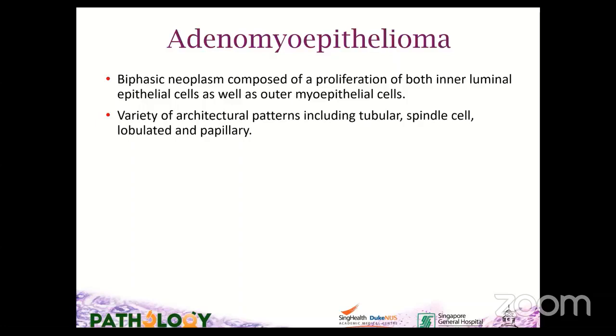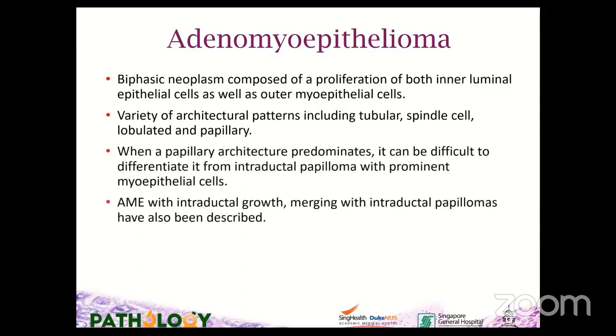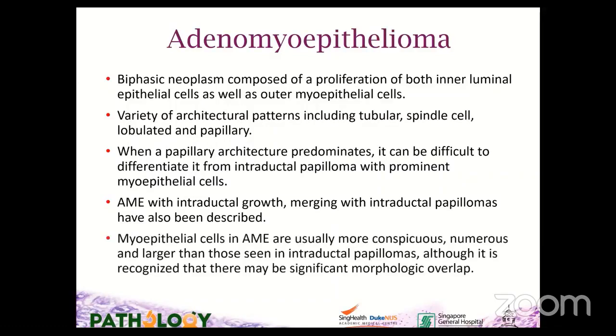There can be a variety of architectural patterns in adenomyoepithelioma, including tubular, spindle cell, lobulated, and papillary. And when a papillary architecture predominates, it can be difficult to differentiate it from intraductal papilloma with prominent myoepithelial cells. Adenomyoepithelioma with intraductal growth, merging with intraductal papillomas, have also been described. Myoepithelial cells in the adenomyoepithelioma are usually more conspicuous, numerous, and larger than those seen in intraductal papillomas, although it is recognized that there may be significant morphologic overlap.